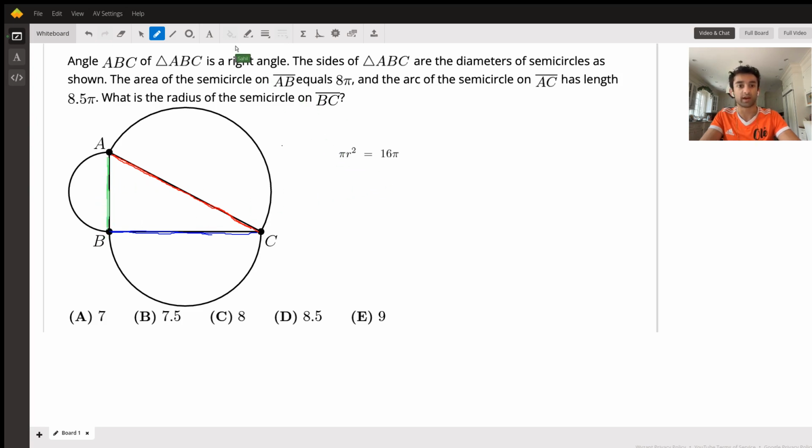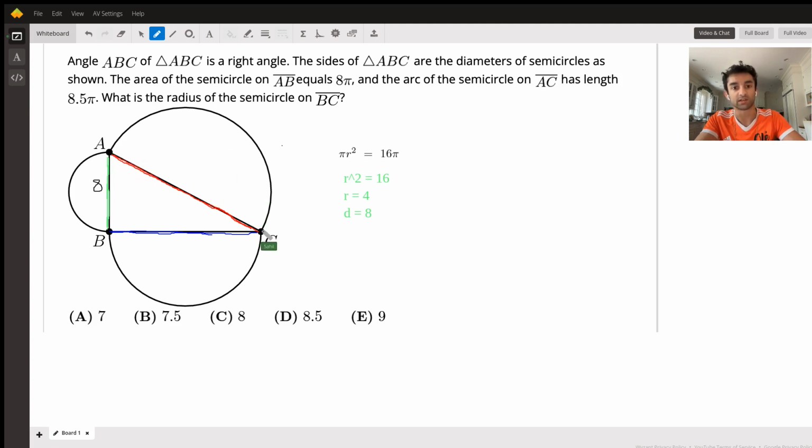And if we solve that, we're going to get that r squared is equal to 16, which means that r is going to be equal to 4. And since this length from A to B is a diameter, we're going to have a diameter equal to 8. So that's our first metric that we've solved for, and I'm going to label that right over here. So that's going to be equal to 8.